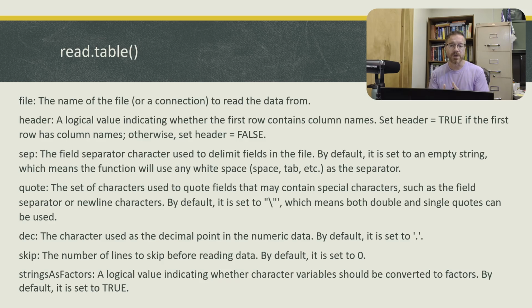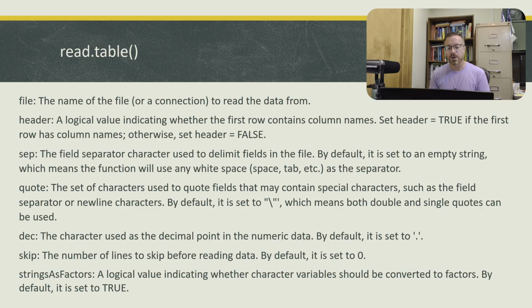Next, we have header, a logical value indicating whether the first row contains column names, right? So you could have header equals TRUE if you have column names, or header equals FALSE if there are no names in the first row. Sep is the field separator character, used to explain how it's going to separate your different data points. Quote is the set of characters used to quote fields that may contain special characters, such as field separator or new line characters. So the default would be a double quote, but with different file systems, you may have something else.